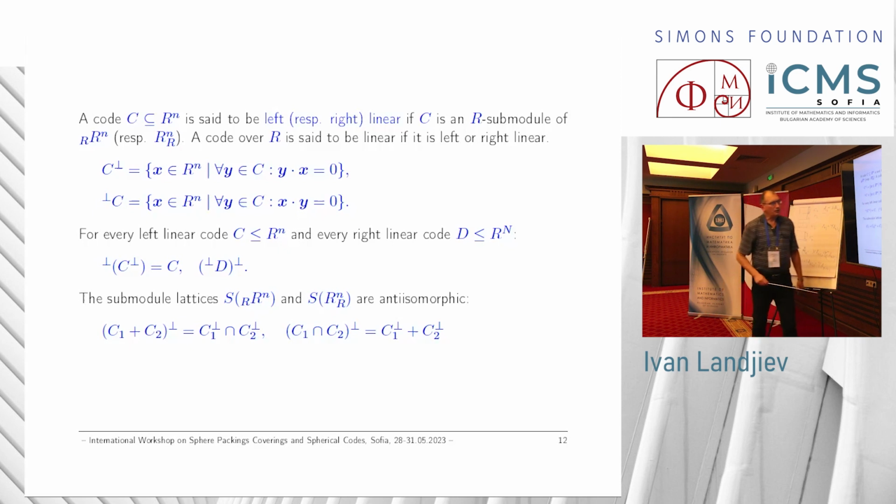Orthogonality is defined in the usual way. This is the nice and probably crucial property: if C is a left linear code, then it has the right orthogonal, and the right orthogonal has a left orthogonal. If I take first the right orthogonal, then the left orthogonal, I get again C, and similarly for right linear codes. And the lattices of the submodules of these modules, the left and the right, are anti-isomorphic.